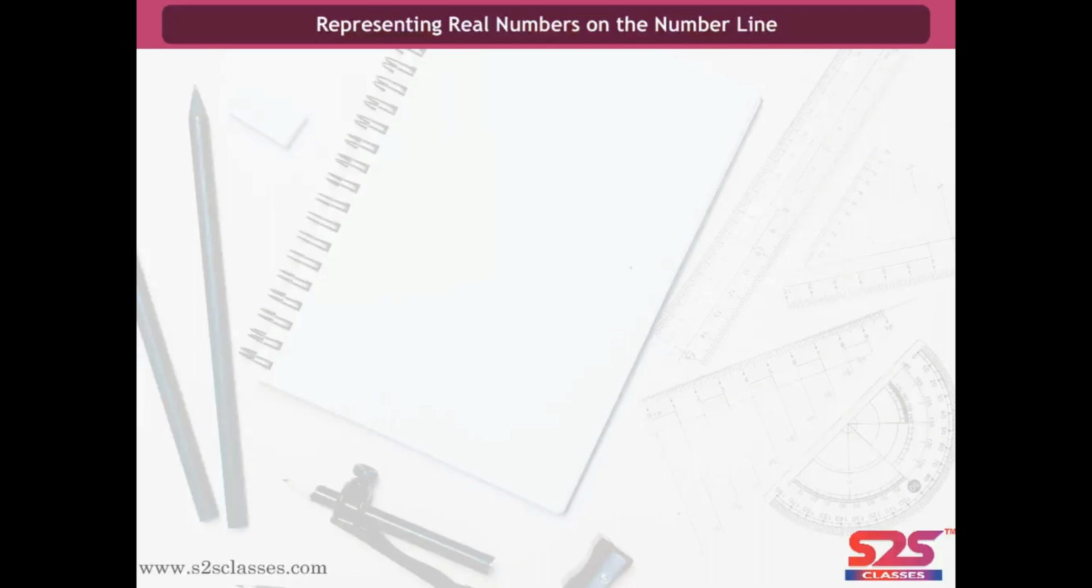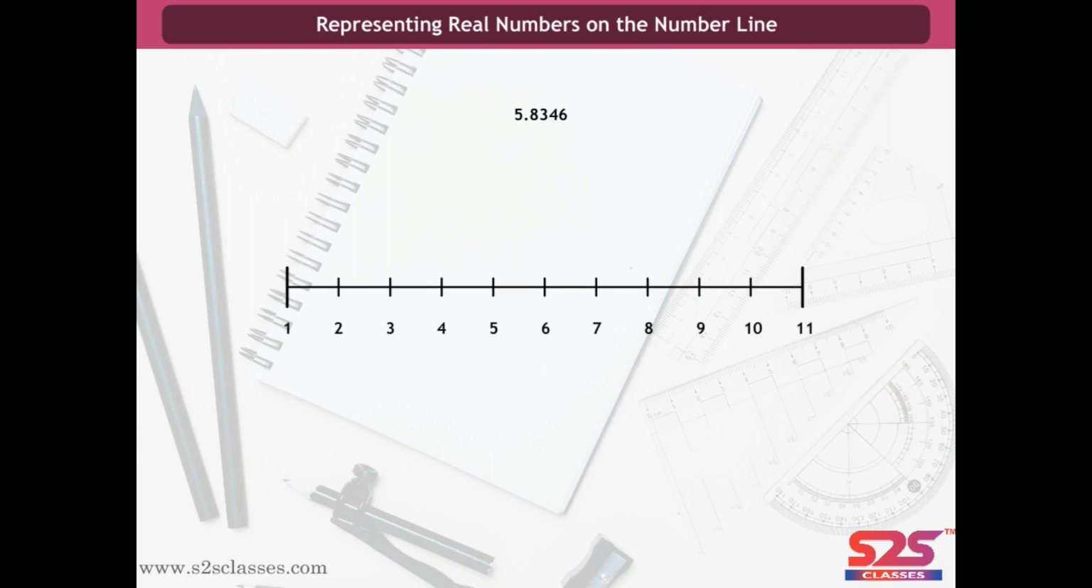Representing real numbers on the number line. Look at this number, 5.8346. How can we represent it on the number line? Let's see. 5.8346 lies between 5 and 6. If we want accurate visualization, we need to divide it into 10 equal parts between 5 and 6.